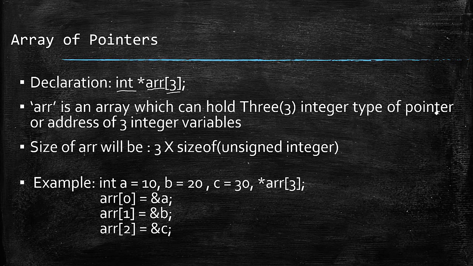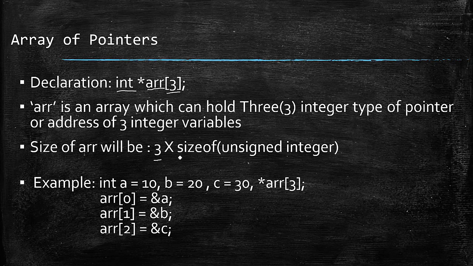Now ARR here is an array, and the size of ARR will be, as there are 3 cells and each cell is holding an address, and as an address is of size of unsigned integer, 3 into sizeof unsigned integer.